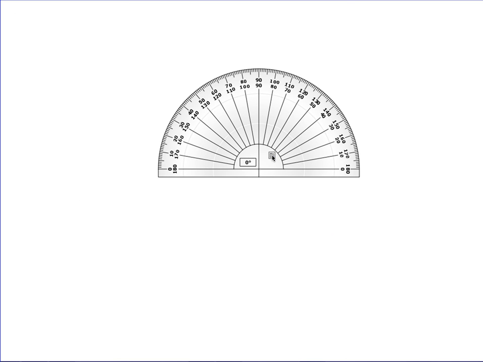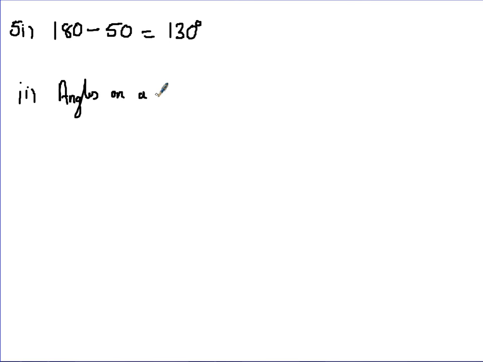Question 5. We've got a straight line there, so we know the fact about a straight line is that angles on a straight line add up to 180 degrees. So if we do 180 degrees, take away the angle we know, which is 50, that will then give us 130 degrees as our answer for x. And for part 2, give a reason for your answer. It's because angles on a straight line equal 180 degrees.